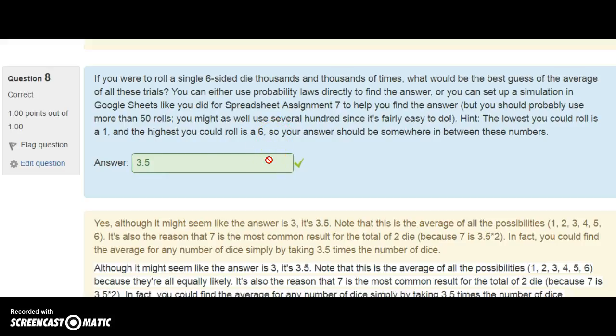You can also do this mathematically. Essentially, you're taking the average of all the possibilities, since they're all equally likely. So if you add up 1 through 6 and divide by 6, that'll give you 3.5. But don't be too concerned about that last mathematical method. More importantly, that you do know how to simulate questions so that you can get a good estimate to the answer.